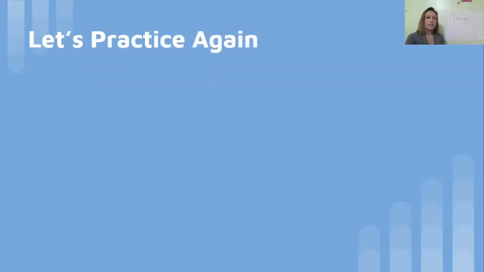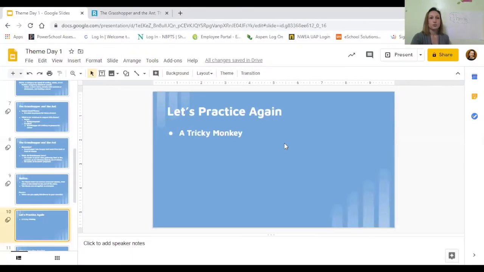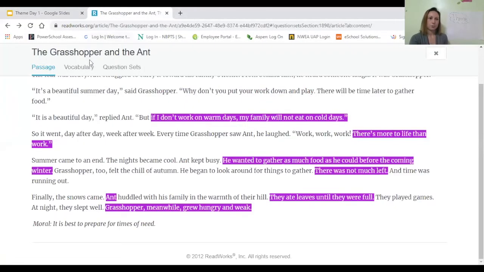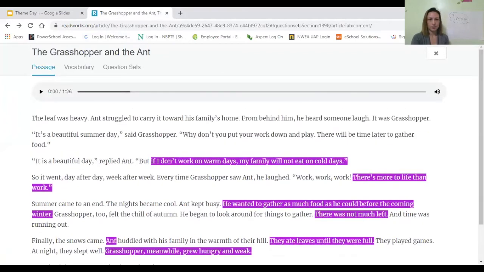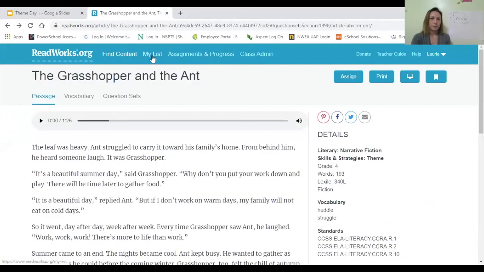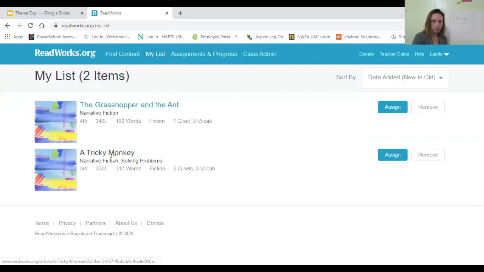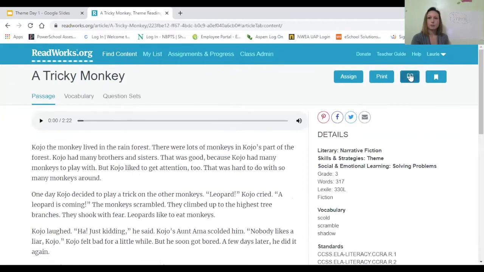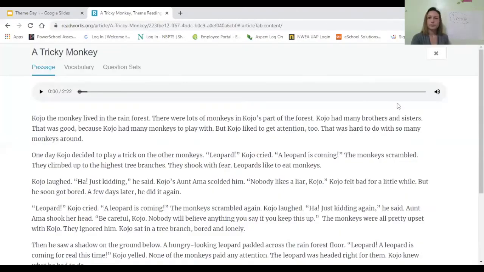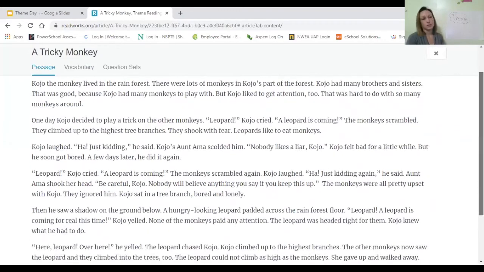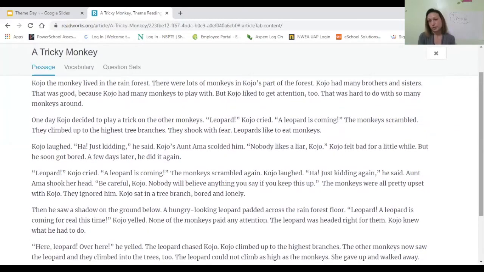Let's practice again, this time with a tricky monkey. And this is another short one. And this story, A Tricky Monkey, might remind you of another story you've heard. There are multiple ways to tell these fables, and they have been told over and over in different ways. So, this is A Tricky Monkey. And hopefully you can read along with me. Remember, we're paying attention to what is the topic, what is the problem, what is the resolution, what did the characters learn? So here we go.